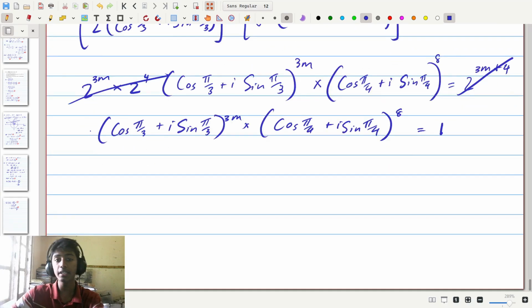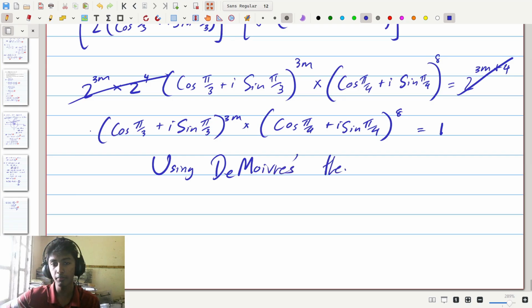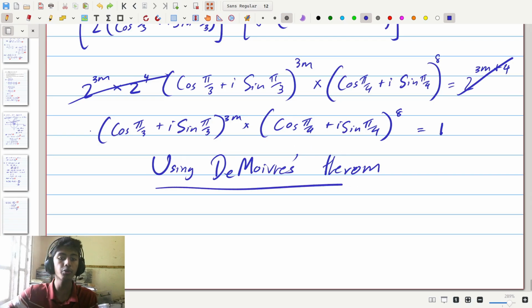Now, we can use de Moivre's theorem here to simplify this thing and this thing into much easier to use terms. So we can say, using de Moivre's theorem, which we don't need to state, we can just state that we're using it, and then we can write our answer. We don't need to write what de Moivre's theorem is, we can just apply it.